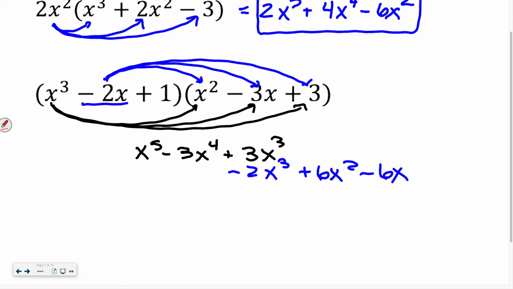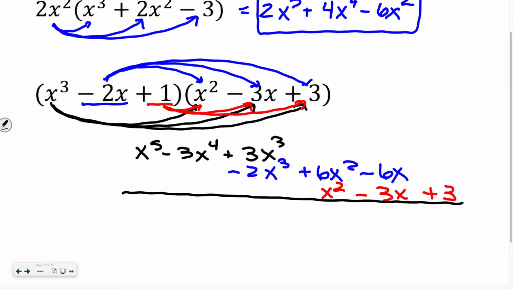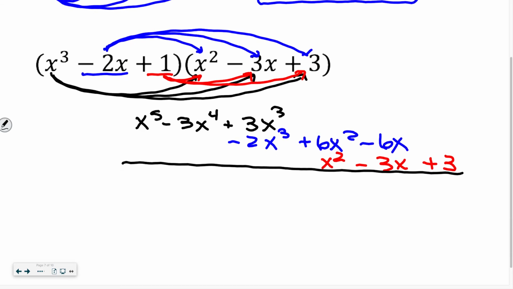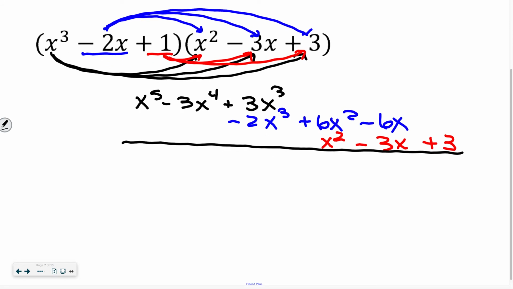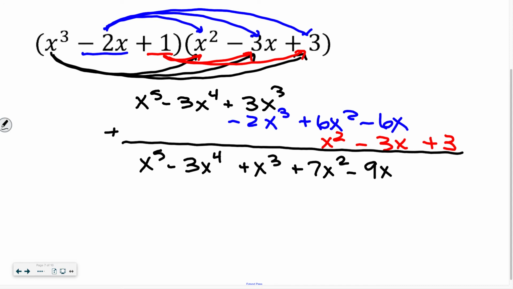And then I have to keep going, right? Take this one and multiply it by everything. Well, then everything's just going to be equal to itself. So that's going to be positive 1x squared minus 3x and plus 3. I know that this takes up a little bit more space on your paper if you use 3 lines for that, but that works out real smooth for combining like terms, right? If you stack them where they belong. Stack and add. So we got x to the 5th minus 3x to the 4th plus x cubed plus 7x squared minus 9x plus 3.